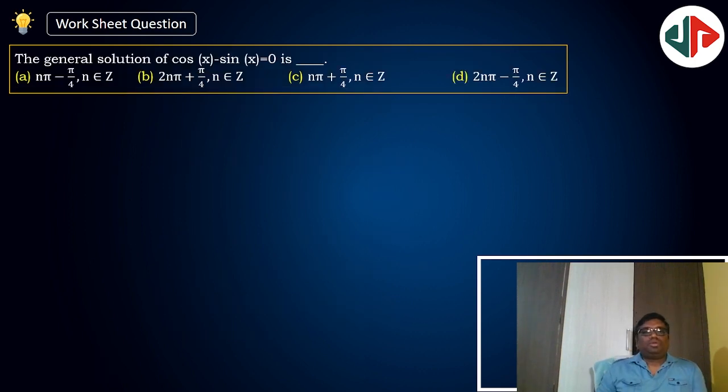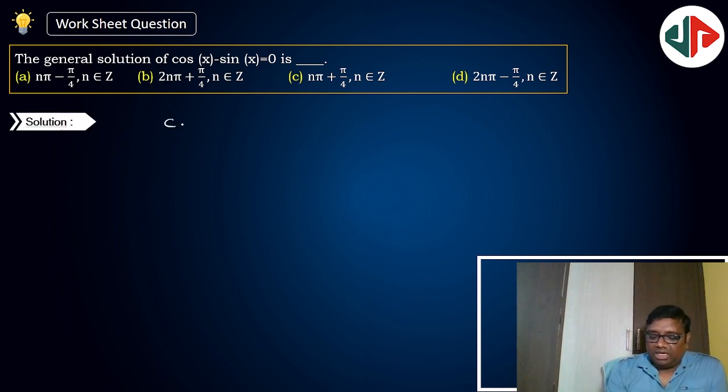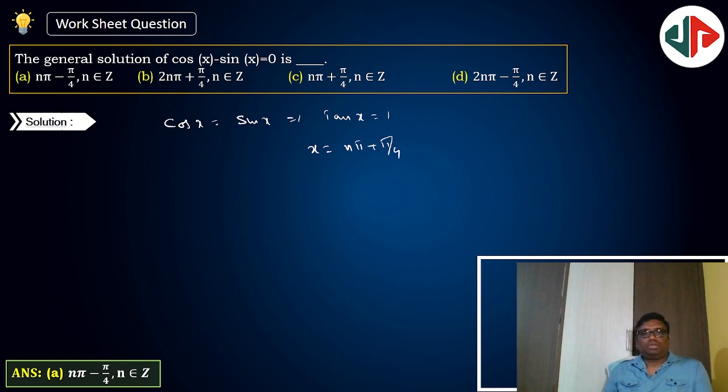The general solution of cos x minus sin x is equal to 0 is... It's a direct question only. Cos x minus sin x is equal to 0 means cos x is equal to sin x. Then it is nothing but tan x is equal to 1. So what is our answer? x is equal to n pi plus pi by 4. Dividing with cos x, the cos x value is never equal to 0. So x is equal to n pi plus pi by 4.